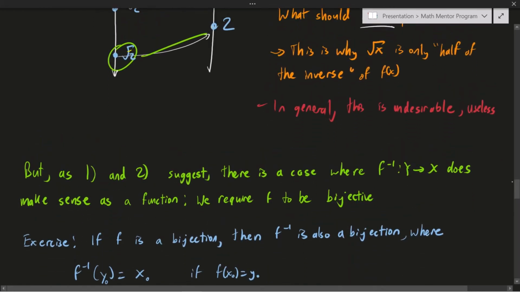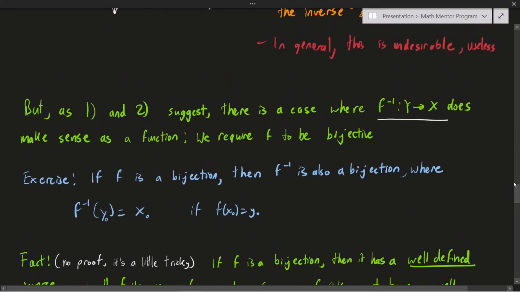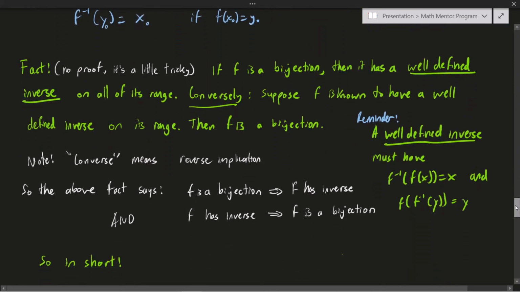So as points 1 and 2 suggest, there is one case where the inverse function does actually make sense. We require f to be a bijection. Okay? So here's an exercise for you that will appear in this week's homework. If you have a function that is a bijection, I just want you to show me that the inverse function is also a bijection. And the way we define our inverse function is basically just to undo whatever f did. Right? Undoability is an extremely important thing to have with your functions, and the more undoability you have, the better. And this is a common theme in all of math, by the way.